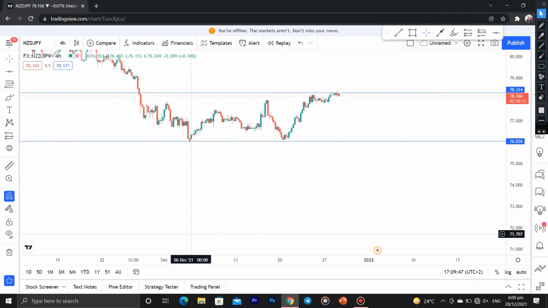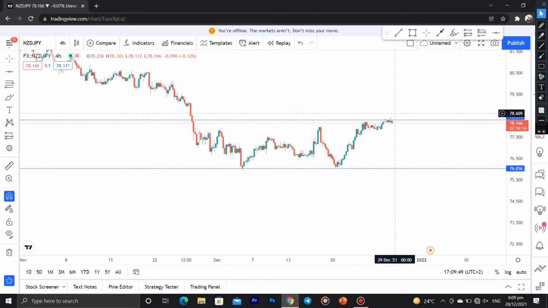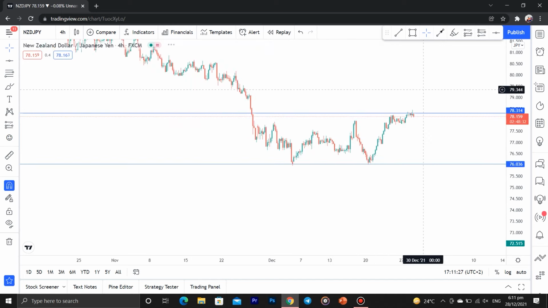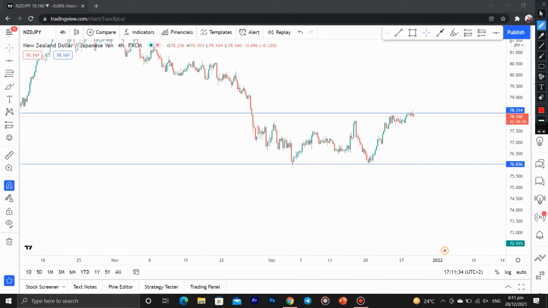If we are at this point, and we can see that in the past it was a resistance level, the markets were actually pushing down whenever they reached there. So we would be looking for a trade at such a point. So we are looking at this current level. Remember, this level was respected in the past. So it means we could possibly also get a sale.